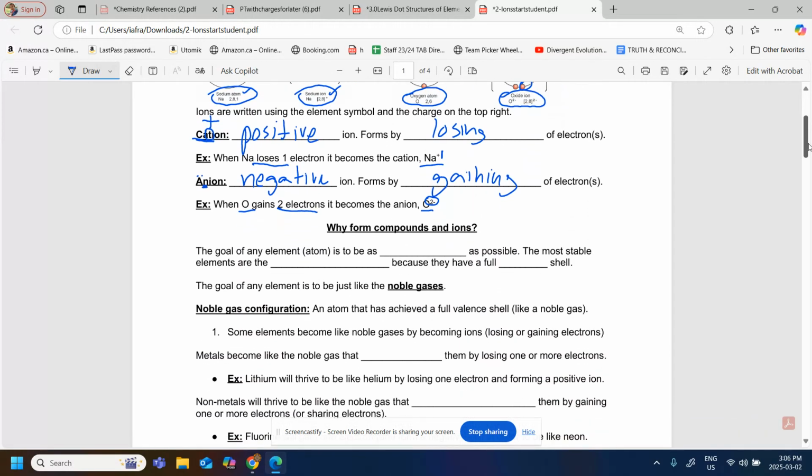So what's the point of forming ions? Ions really form when compounds are forming, so when two or more elements are combined together. And the whole reason that happens is because the element or the atom wants to be as stable as possible. And the most stable elements are the group 18 elements, the noble gases in group 18.